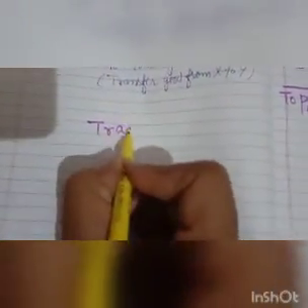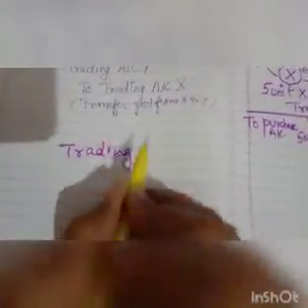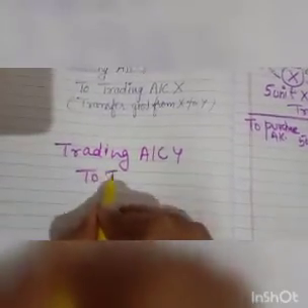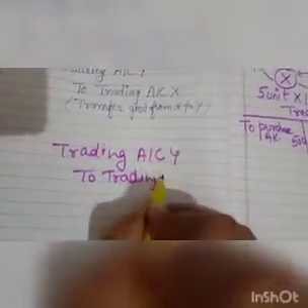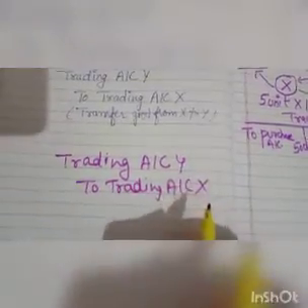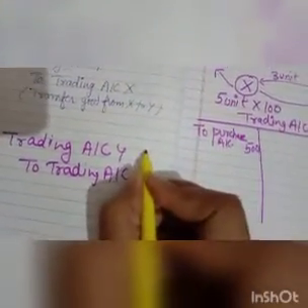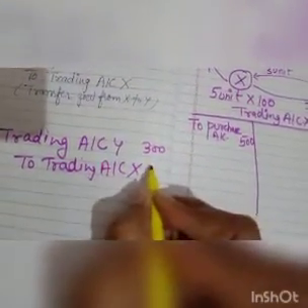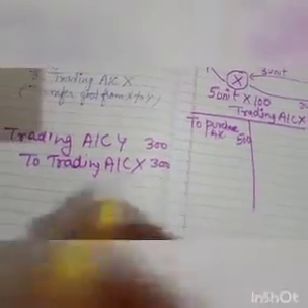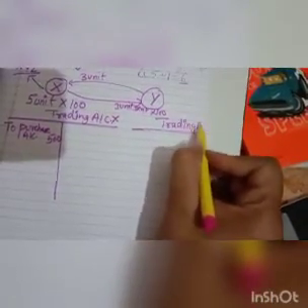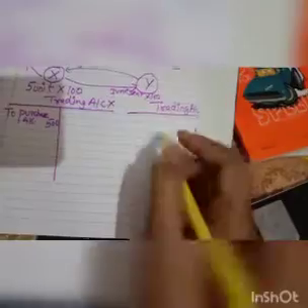Trading account Y to trading account X. So this is the journal entry, and how many units were there? What is the price of those units? 300. So this one we are going to place into the trading accounts of Y and X both. So we are going to place the entry in the trading account right now.